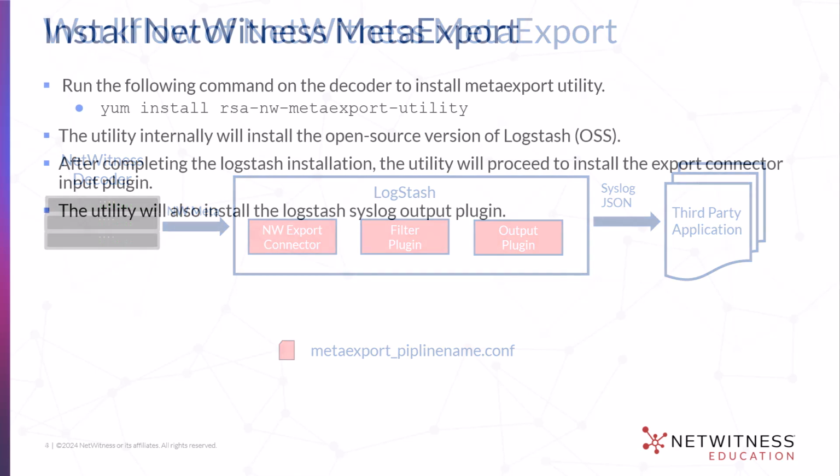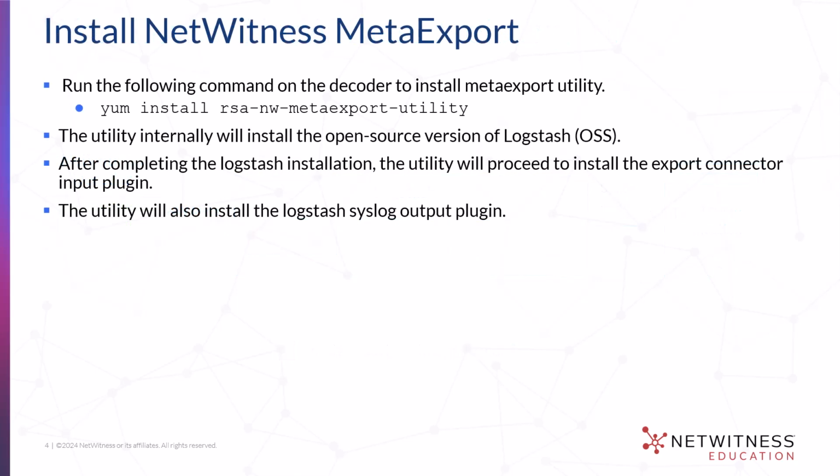In the beginning, administrators need to install the Meta Export Utility on a packet decoder using the yum install rsa-nw Meta Export Utility command. Internally, the utility will install the log/OSS version and the log/export connector plugin, and also the log/syslog output plugin to export the metas.